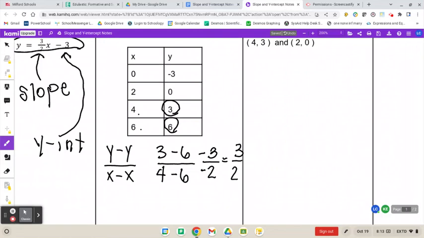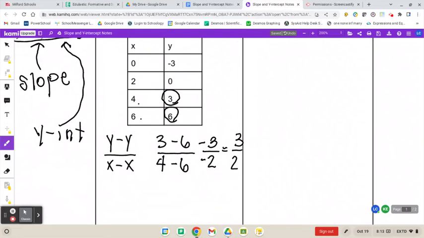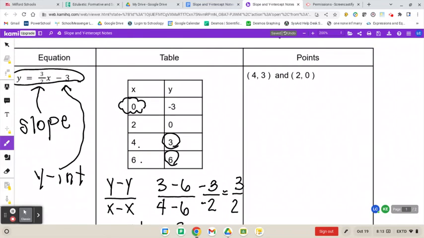And again, this should be something that you were already taught. And then you should see here that the y-intercept is when x is 0. So my y-intercept equals -3. So my final equation is y equals 3 over 2x minus 3 is my final answer. Okay? And then here for the points, we only need to find slope from here. Don't worry about the y-intercept from the points.